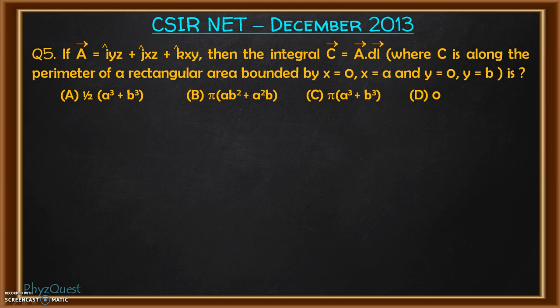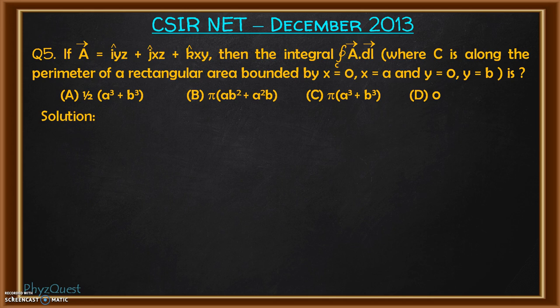Now let's move on to the next question. Next question is from December 2013. If vector A is equal to i cap yz plus j cap xz plus k cap xy, then the integral over contour C of vector A dot dl, where C is along the perimeter of a rectangular area bounded by x equal to 0, x equal to a, and y equal to 0 and y equal to b, is what we need to find out.